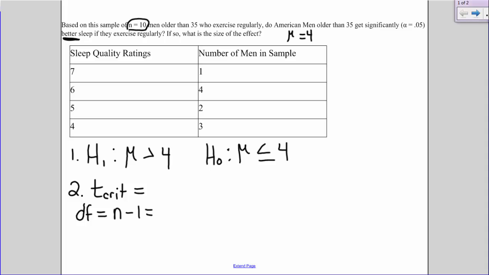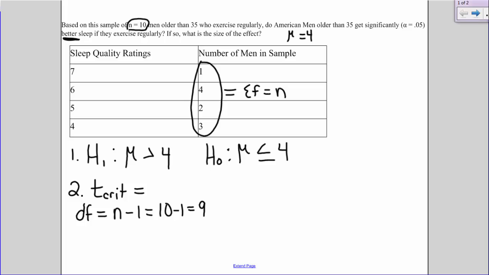It's 10. You also know it's 10 if you add 1 plus 4 is 5, plus 2 is 7, plus 3 is 10, right? If you add these up, you get the sum of f, which is equal to the sample size. So to find degrees of freedom, we take 10 minus 1, and we get 9.